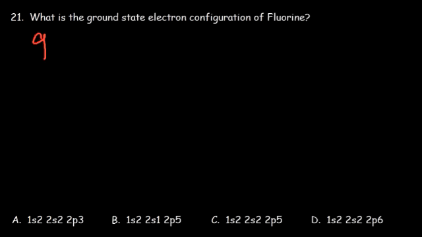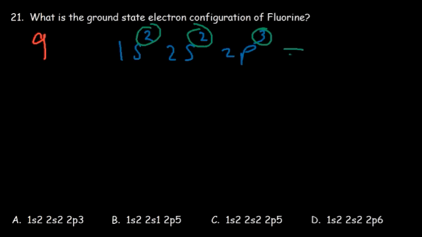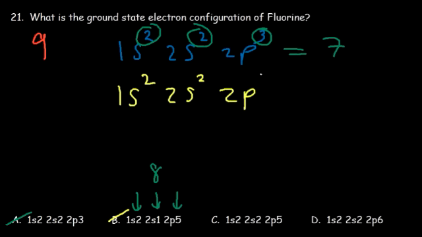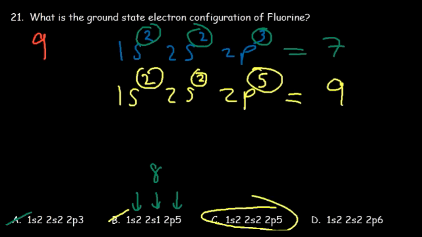Looking at answer choice A, it's 1s2, 2s2, 2p3. If we were to add the exponents, 2 plus 2 plus 3, we would get 7, so it's not A. Looking at B, if we add 2 plus 1 plus 5, that will give us 8, so it's not B. And for C, which is 1s2, 2s2, 2p5, if we add up 2 plus 2 plus 5, it gives us a total of 9. C is the correct answer. Fluorine has this electron configuration.